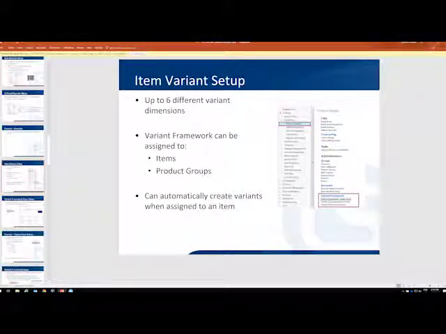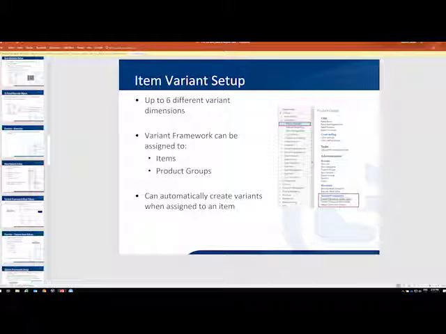As you might remember from yesterday, you can have up to 6 different dimensions for an item, and everything is handled with something that we call the variant framework. This variant framework can be assigned to the items or even to the product groups. So if we have it on the product groups, once we set up the product group for the item, when we are creating a new item, it's going to automatically populate the variant framework for that item, and it's going to prompt for variants, or depending on our setup, ask us to specify the combinations that we want to be valid for that item.